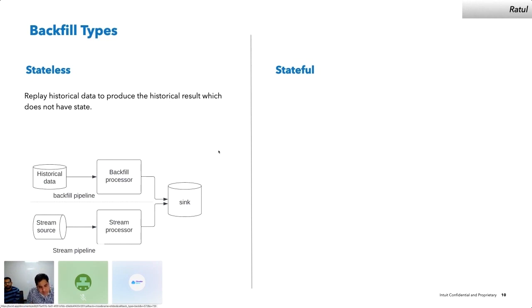What is common in these pipelines? The common part is the sink. Okay, and if you have an idempotent sink, then it's even better. You run the historical pipeline. Once it's finished, you switch to the stream pipeline. And if there are a few duplicates coming, the idempotent sink will take care of them.